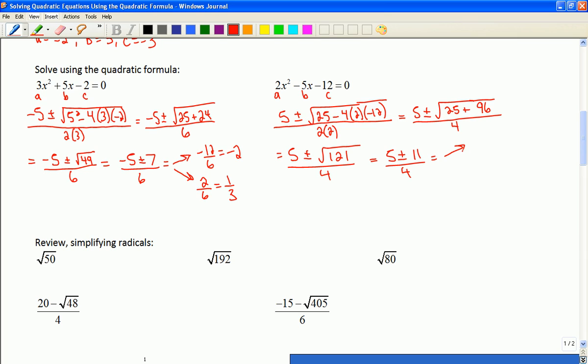And I could write that as two possible solutions. 5 minus 11 is negative 6 over 4. And 5 plus 11 would be 16 over 4. So this would give me 4 and negative 2/3.